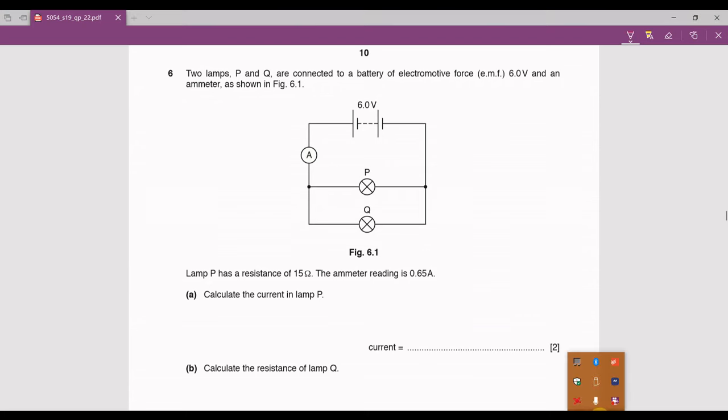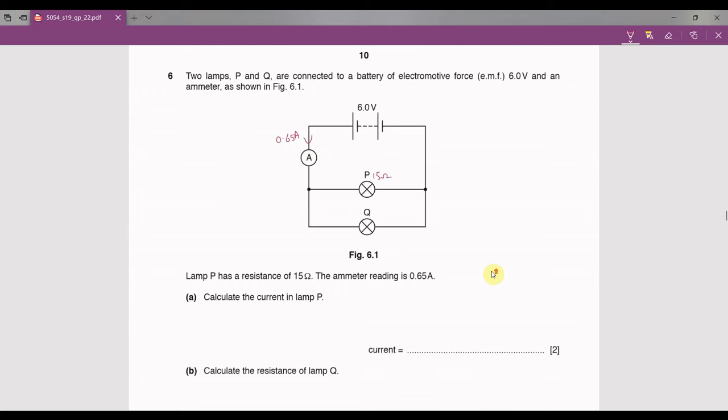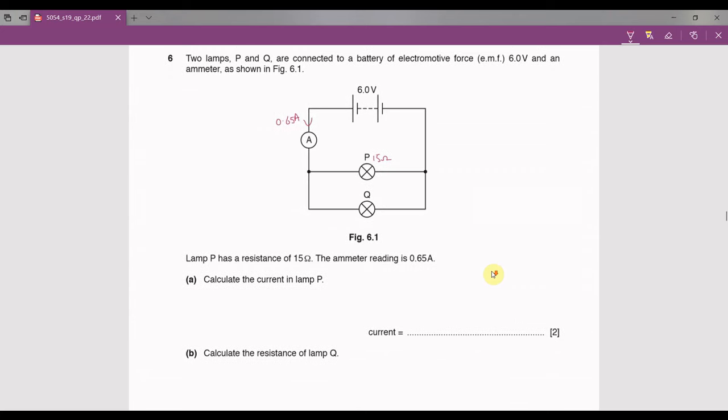Starting with question number 6, this is definitely from DC circuits. You have a circuit where the EMF of the battery is 6 volts, and an ammeter which measures the current in the main branch, the total current which is going to pass through P plus Q. Lamp P is 15 ohms, and the ammeter reading is 0.65 amperes. We don't know the resistance of lamp Q right now. Now they want you to calculate the current in lamp P.